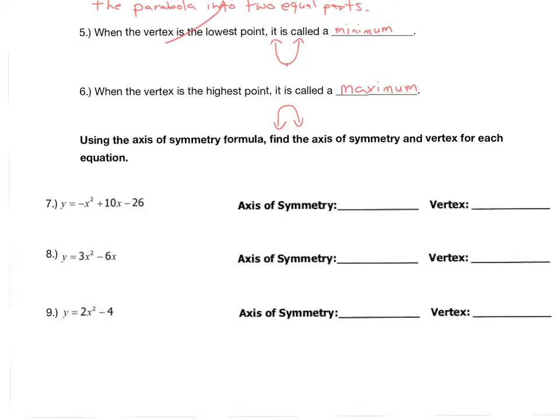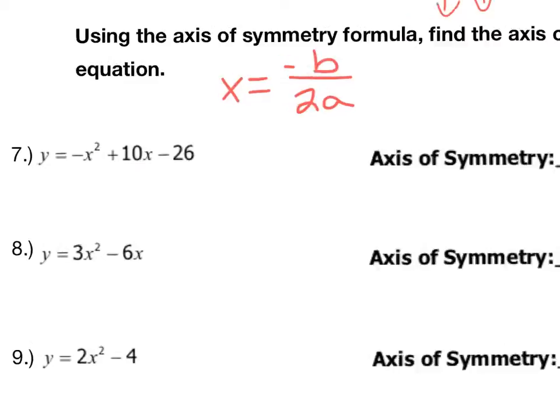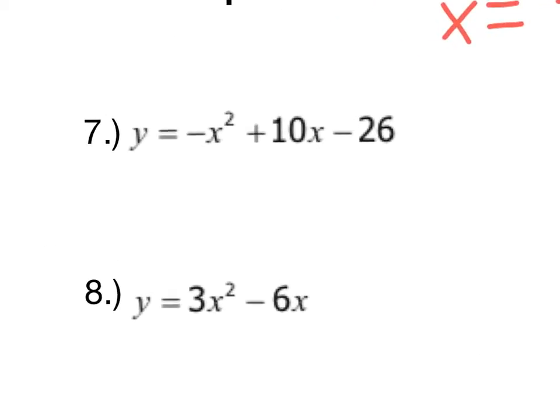Using the axis of symmetry formula, find the axis of symmetry and vertex for each equation. So to find the axis of symmetry, you have to use this formula here that we discussed in class, x equals negative b over 2a. So if we look at number 7 and we label everything, let me zoom in here. Number 7, looks like our a is going to be negative 1.